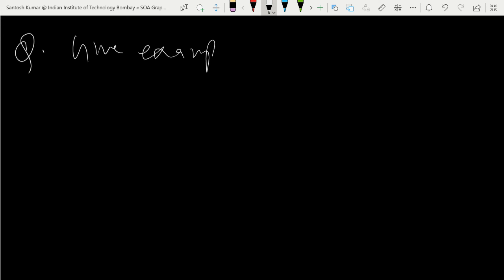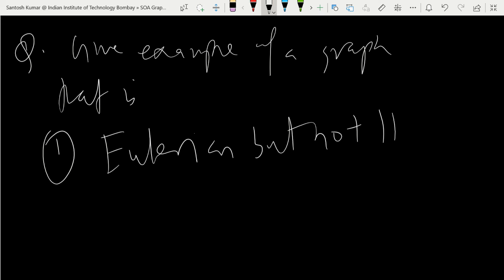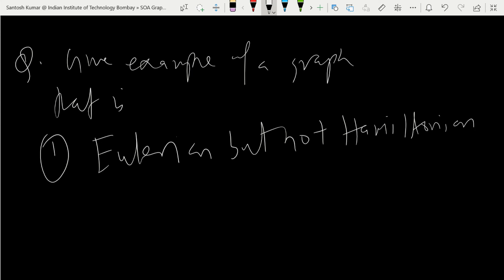Give an example of a graph. So give an example of a graph that is, first part, Eulerian but not Hamiltonian. So tell me, do you have an example you think of? Tell me one graph that is Eulerian but not Hamiltonian.